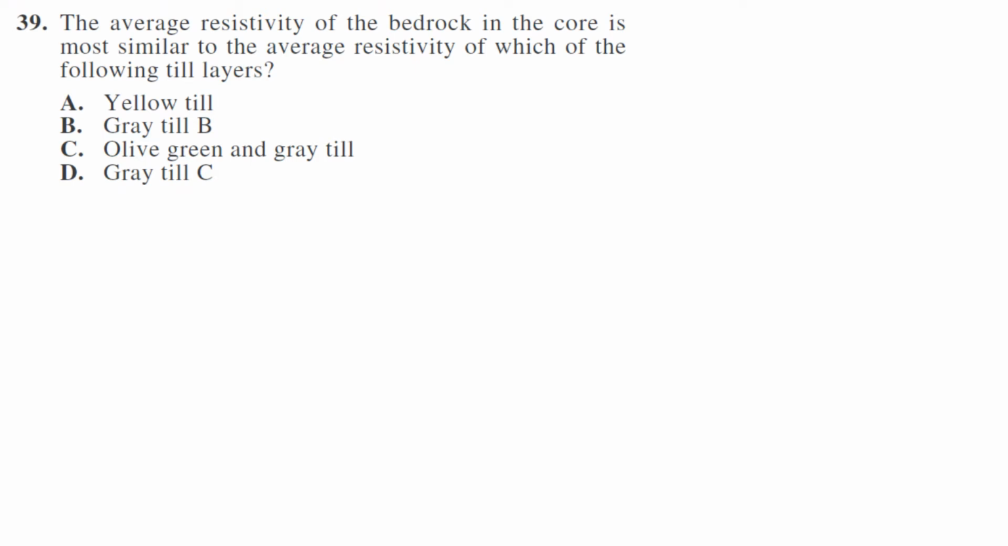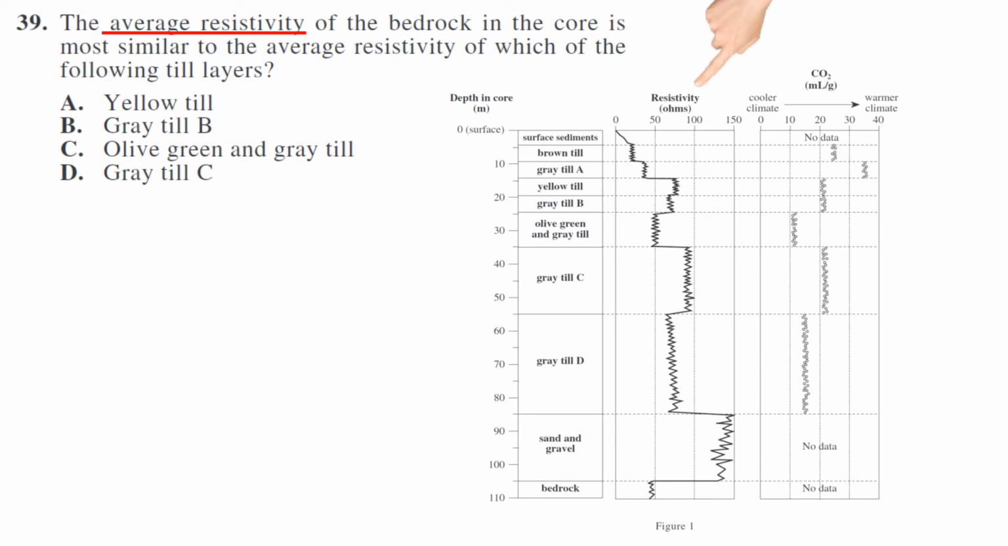Let's break down question number 39. The average resistivity, we know that's in figure 1, of the bedrock. So the bedrock is down at the bottom, and the core is most similar to which of the following till layers? So resistivity in the bedrock is most similar to olive and green, so the same area, right along that 50 line. So choice C.